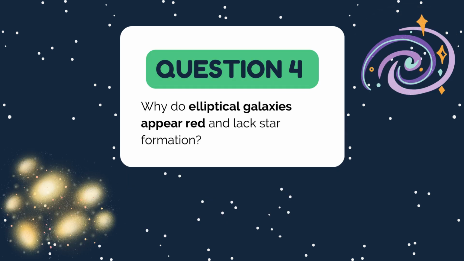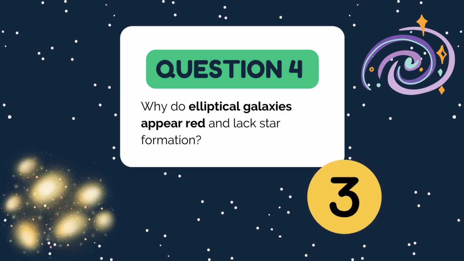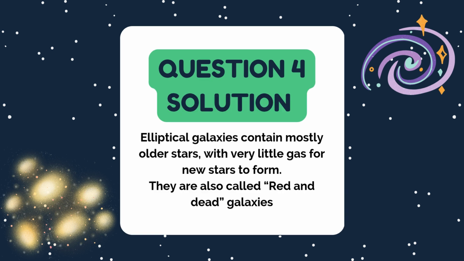Here's a tricky one. Why do elliptical galaxies appear red and lack star formation? This one's all about stellar evolution. Here's the explanation. Elliptical galaxies contain mostly older stars, with very little gas for new stars to form. They are also called red and dead galaxies.